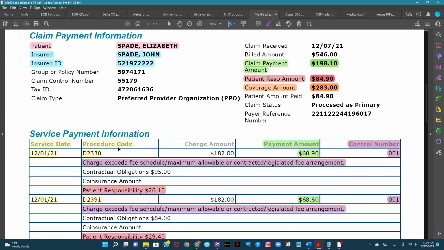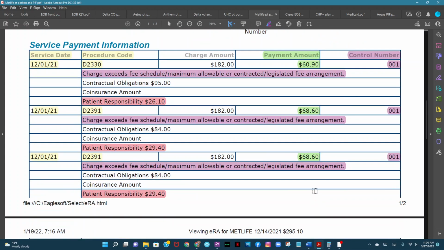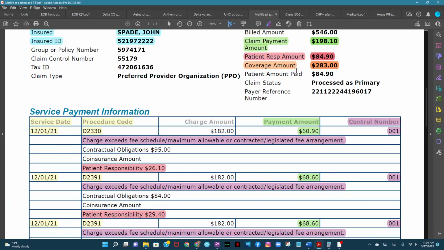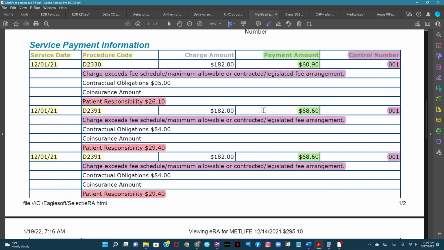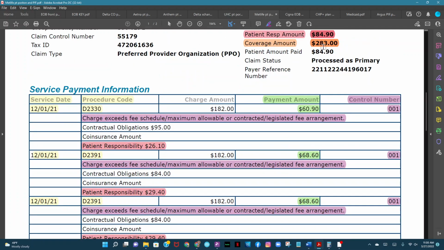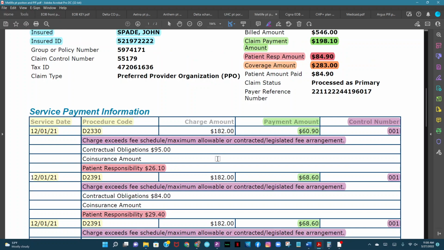As you can see per code over here, I have highlighted how much insurance has paid us for each individual line. Now, as you can see here, I have the contracted fees. There is none highlighted down here in the claim detail, but they do have the total coverage amount of the 283. That is your total contracted fee amount. So the way to figure it out with this EOB is you're going to have to do a little bit of math here.